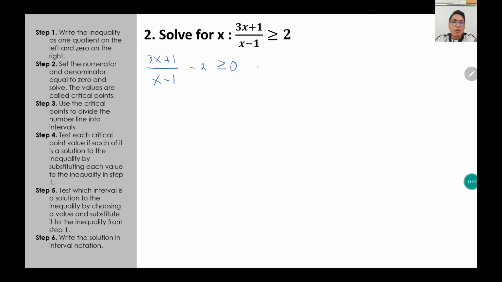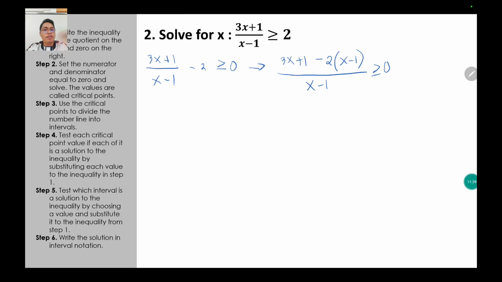Tapos yung technique na tinuro ko sa inyo kanina to transform this one na mas madali. So (3x plus 1) minus 2 multiplied by the denominator (x minus 1). Yan yung tinuro ko sa inyo na technique kanina. This one is greater than or equal to 0. So to simplify that, this will become negative 2x and positive 2. So, negative 2x tsaka 3x.